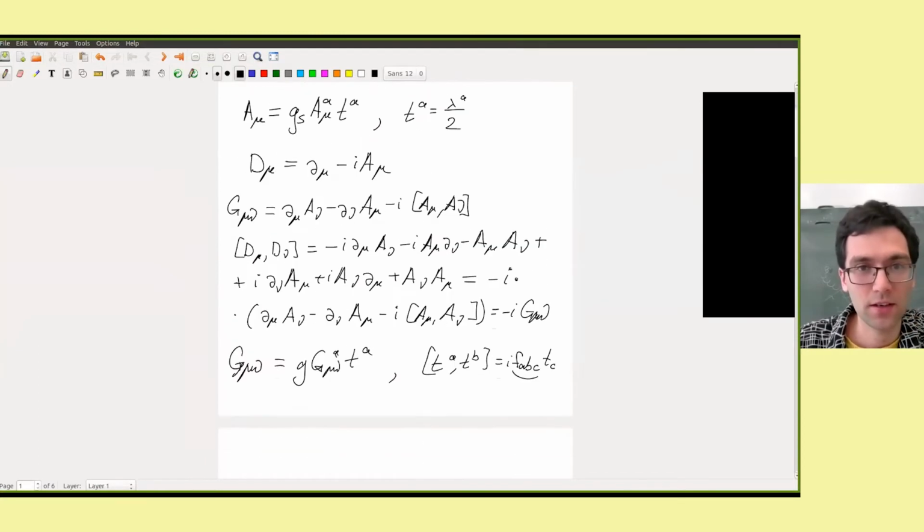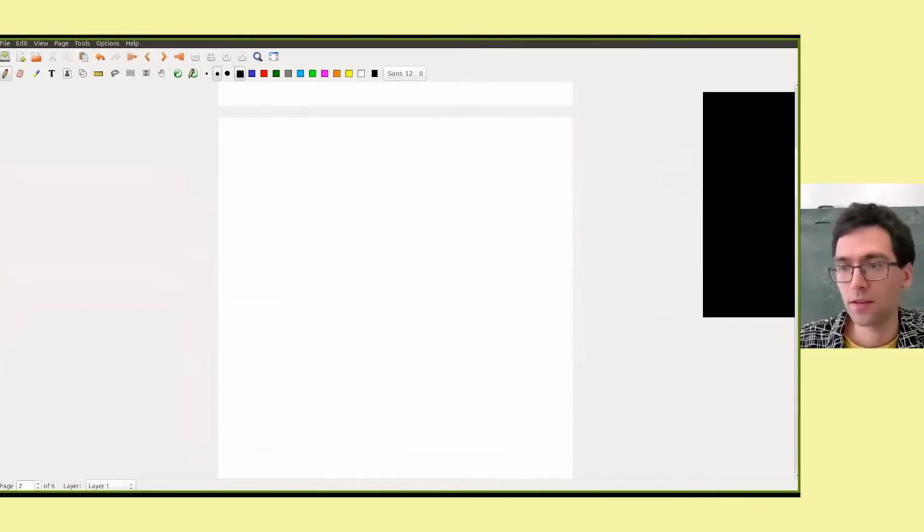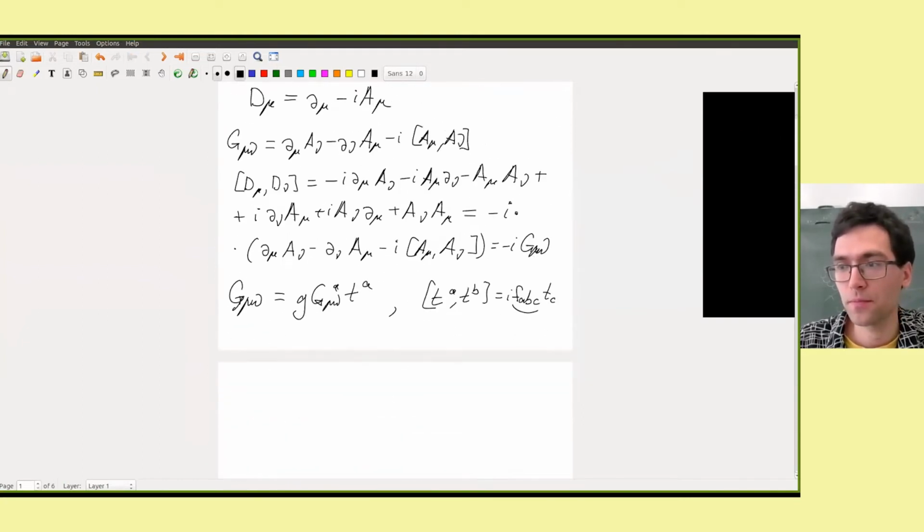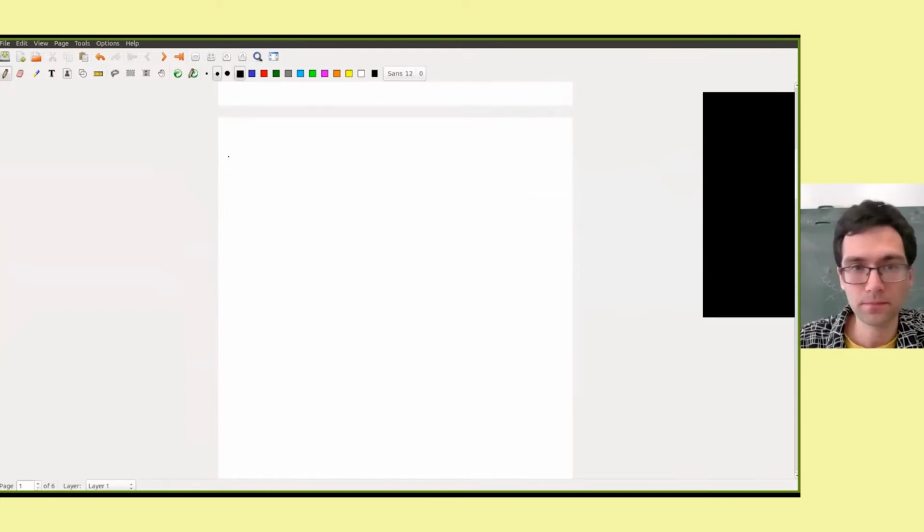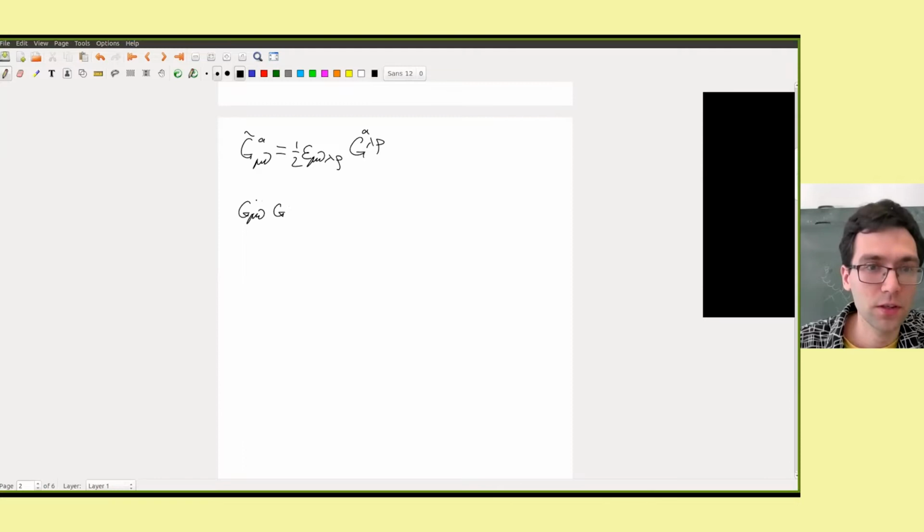Okay, so now after this brief introduction, we can calculate the integral, so calculate the G G-dual term. Here we have G^a mu nu. The dual term is of course defined as one half epsilon^{mu nu lambda rho} G_{lambda rho}. So then we can rewrite G_mu nu G-dual^mu nu as epsilon^{mu nu lambda rho}.